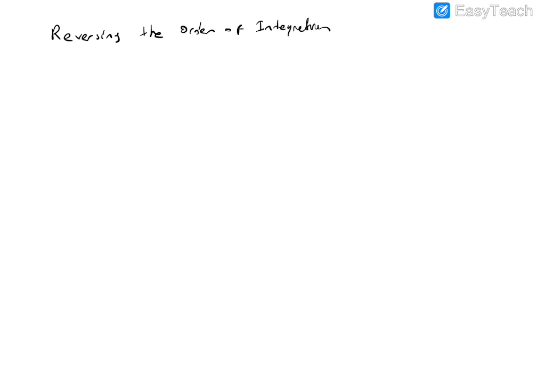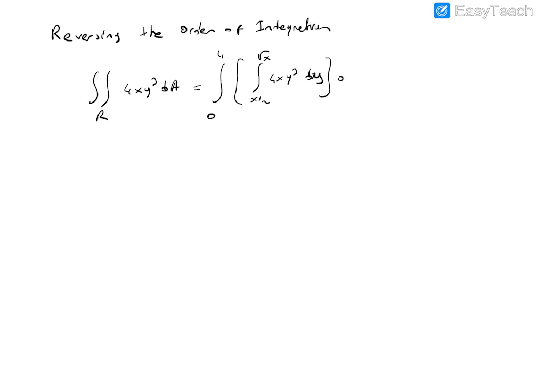So for example, we have this double integral on the region R of 4xy cubed dA. Actually this is our previous example. What we know is that this is the integral from 0 to 4 of the integral from x over 2 to the square root of x of 4xy cubed dy dx. So from this right hand side, you can easily describe your region: y changes from x over 2 to the square root of x, and x changes from 0 to 4.